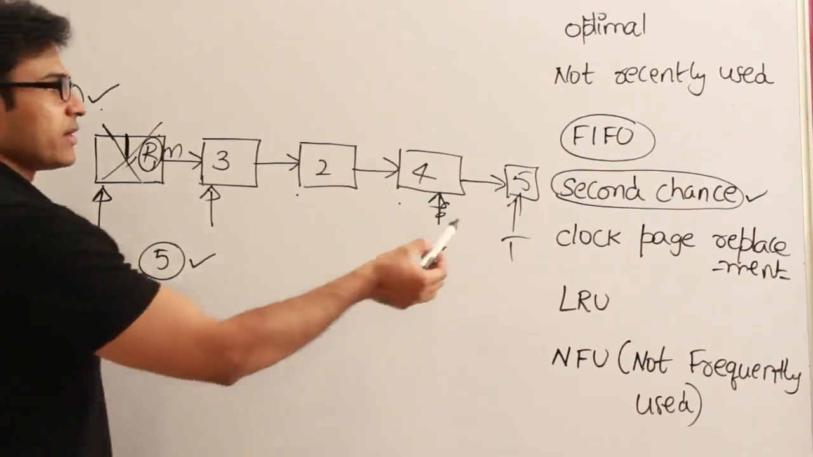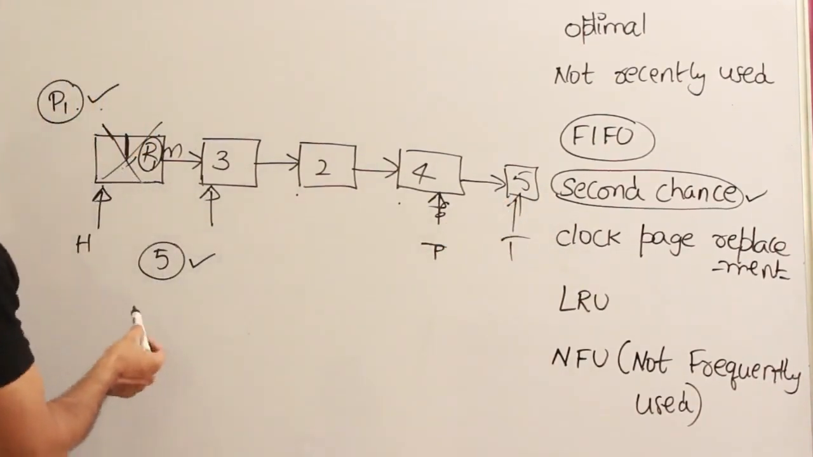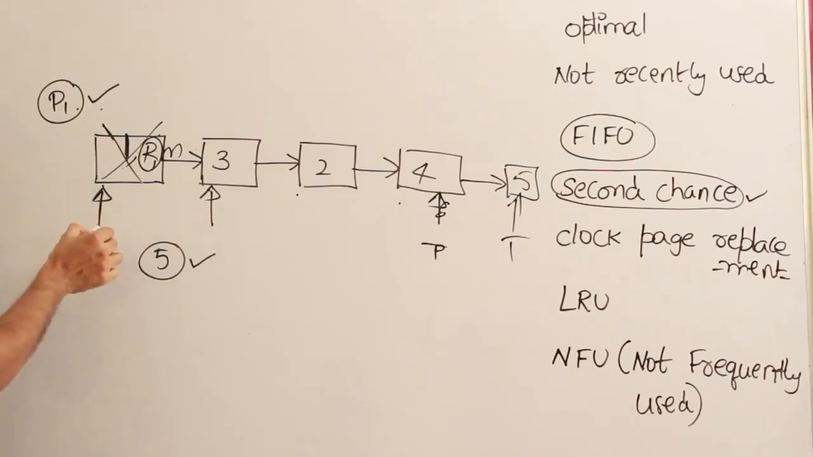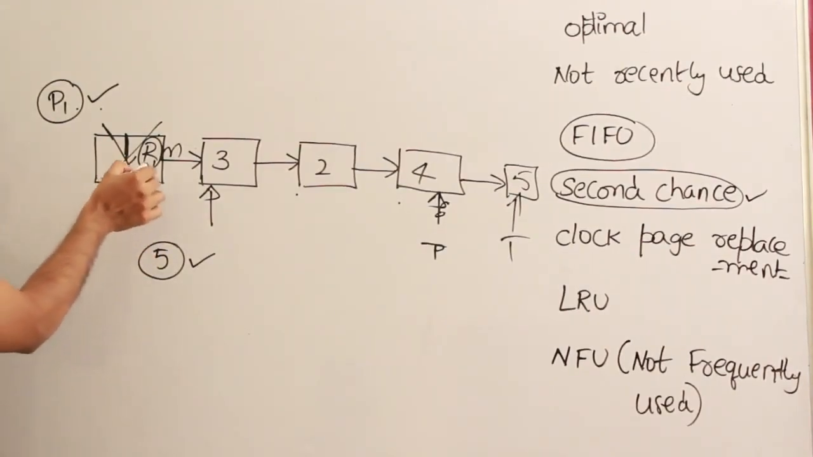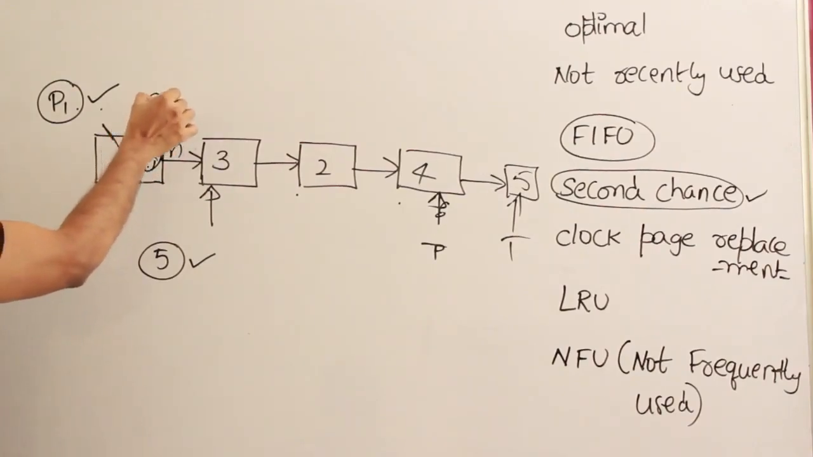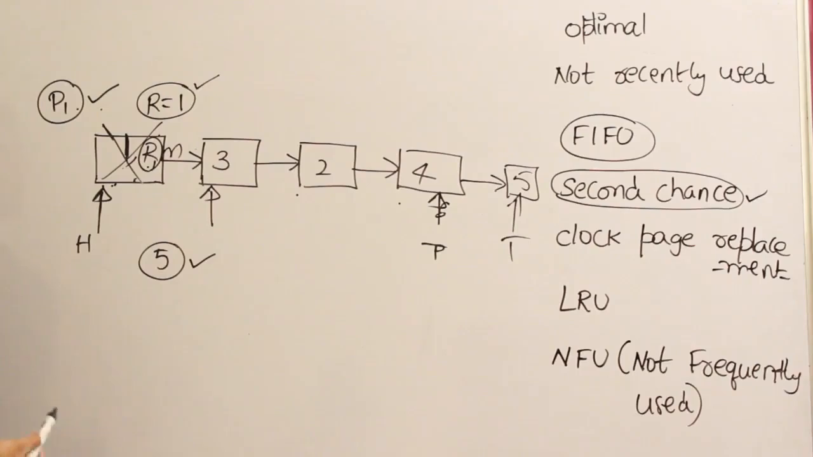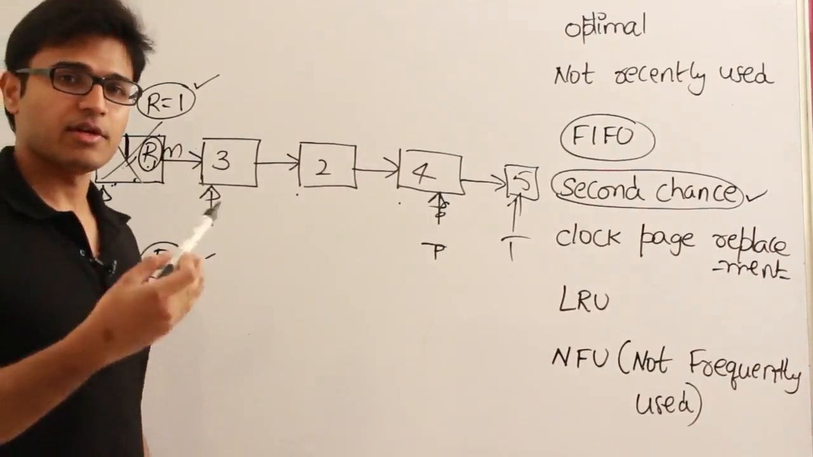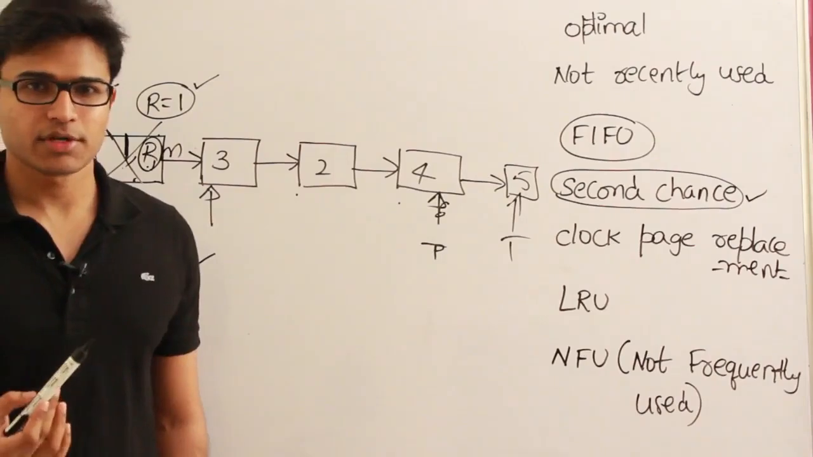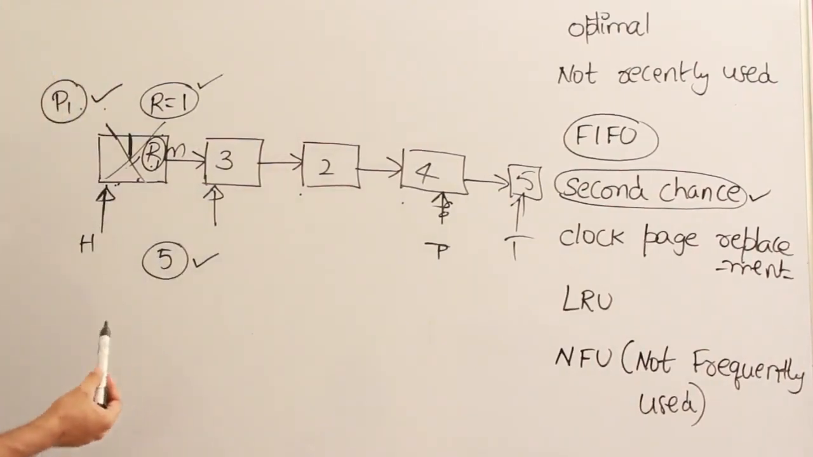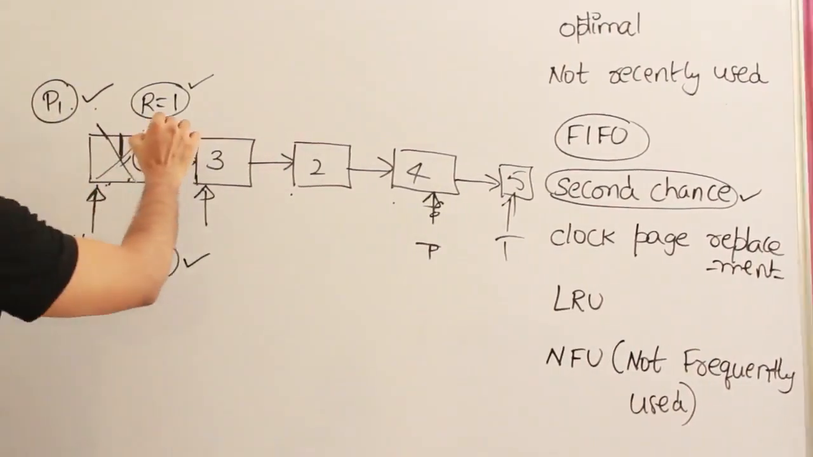So the second chance algorithm says that if you take the first one in the list that has to be replaced, and it has the referred bit as 1, you just give it one more chance, because since it has been recently used, there is a chance that it might be used again. So just give it one more chance and then you replace it. So this algorithm says that you just put it at the back.